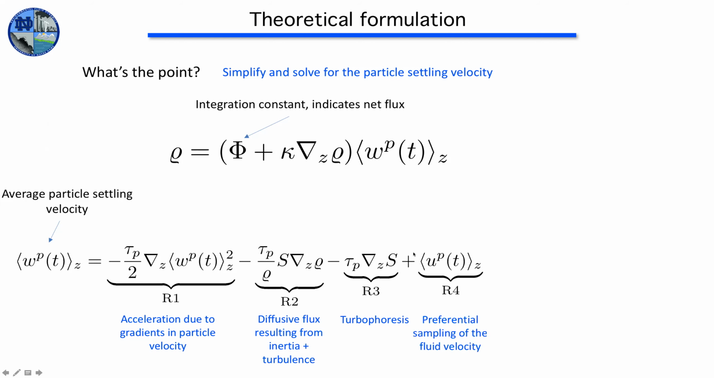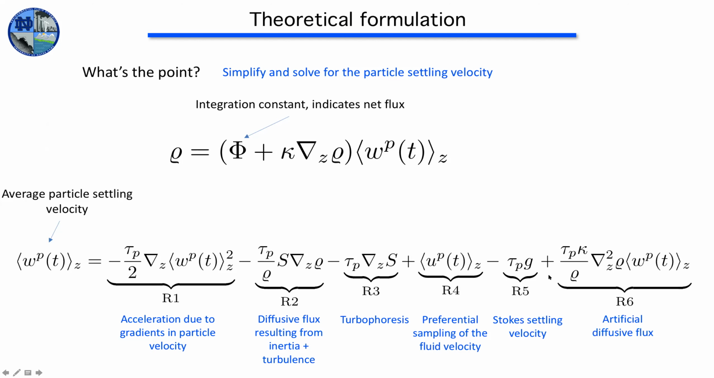We have this term here. This is the average velocity seen by the particle, or the average fluid velocity seen by the particle. So this is representing the preferential sampling of the fluid velocity. This is where something like that preferential sweeping effect would be represented. We have our Stokes settling velocity, and then we have a term due to this artificial flux, which I won't say much about because we'll show in just a minute that it's negligible.